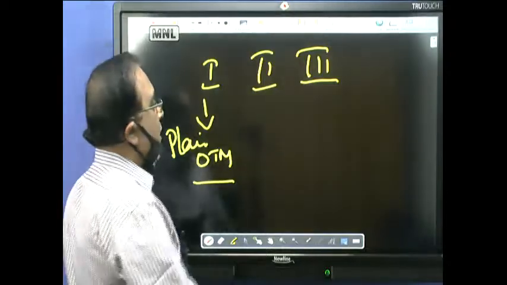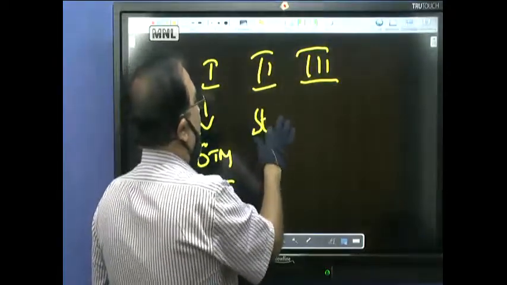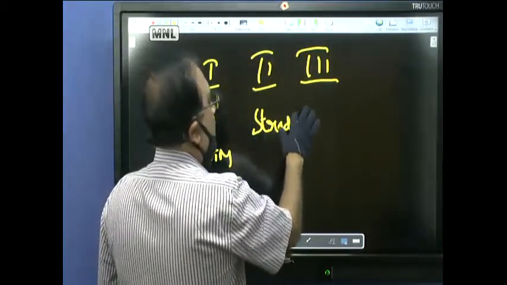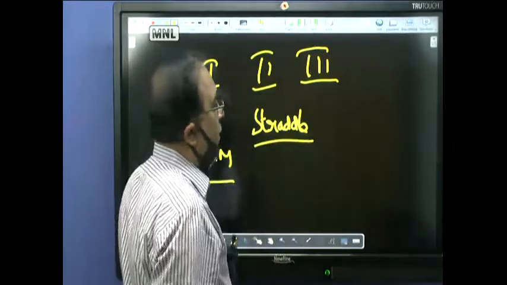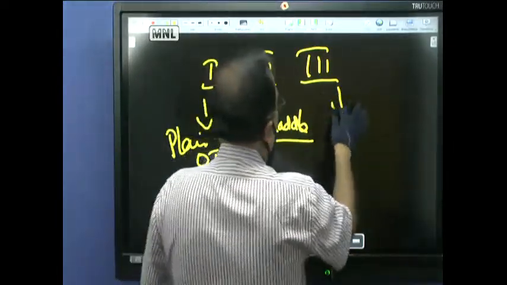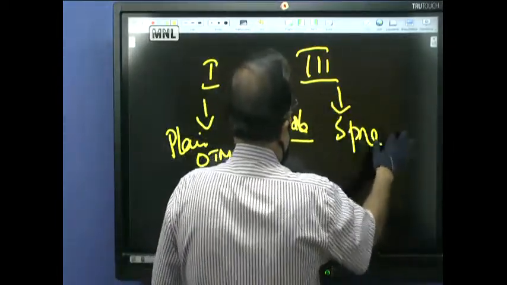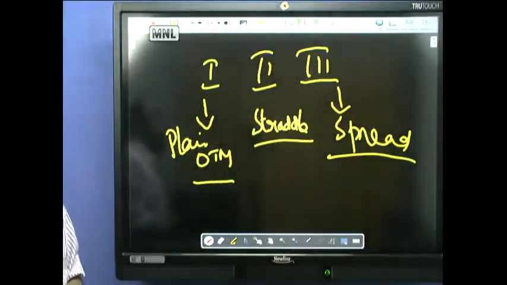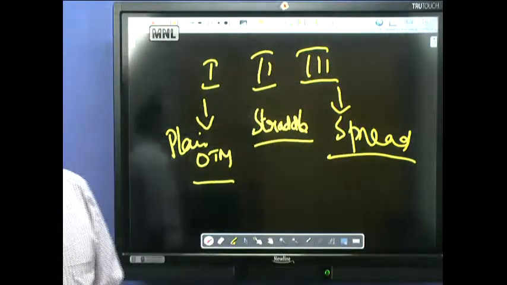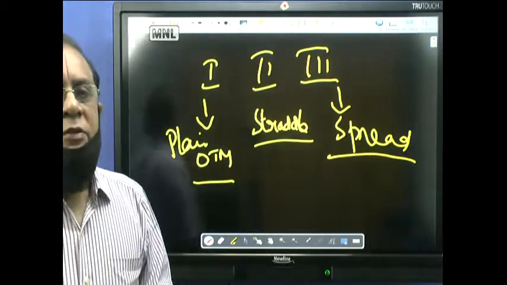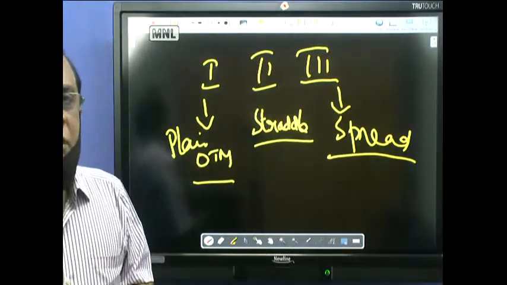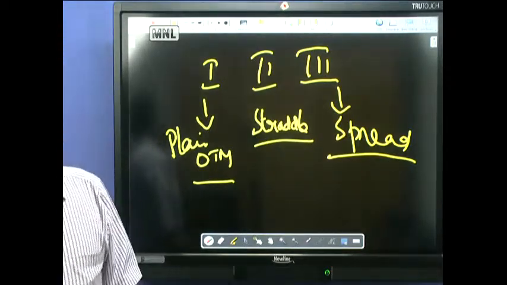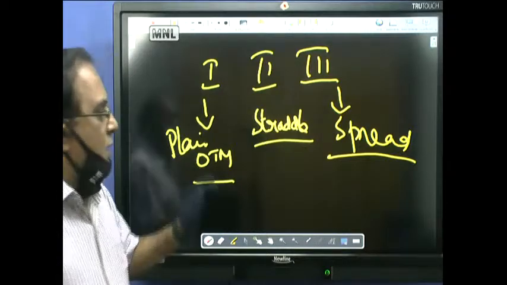Okay. The second is going to be something like a straddle. Okay. Third is going to be a spread option. So which one is good, which one is not good? We will look at it from different angles. Each one has its own merits and demerits, and which one will be more ideal and which will be less ideal depending on different circumstances. I will explain to you.